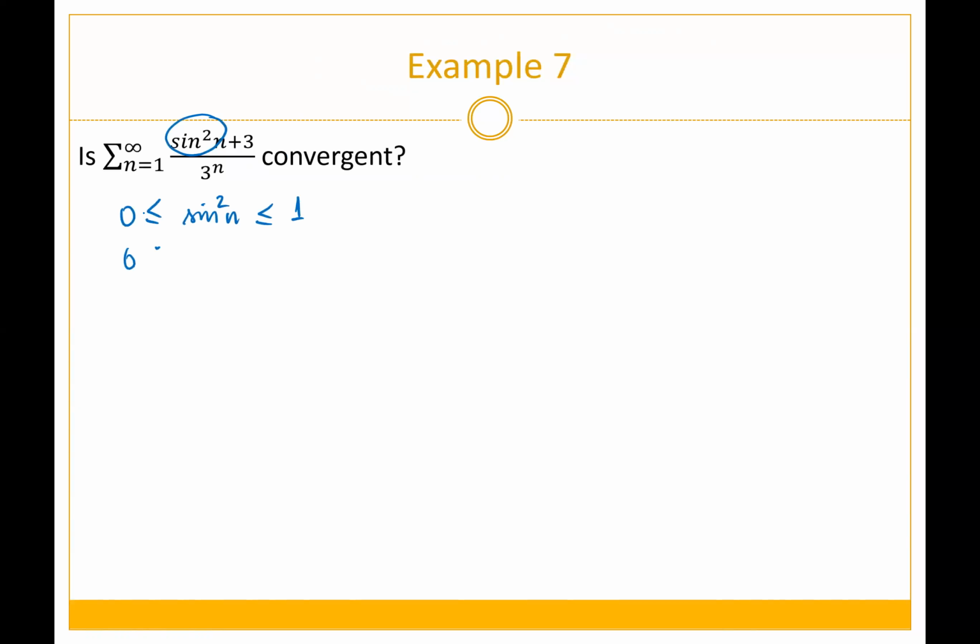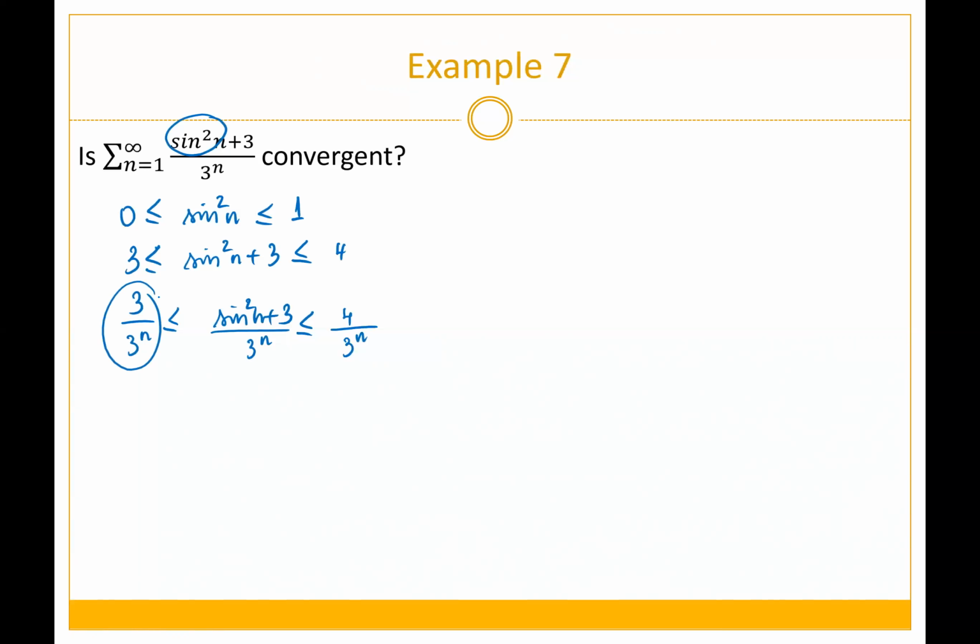Now you add in 3 to get the numerator. You're going to have sine squared n plus 3 between 3 and 4, and you divide all of them by 3 to the n: sine squared n plus 3 over 3 to the n, and then 4 over 3 to the n. Now you have this series and this series. Both of them are convergent. Why? Because C is convergent, just like CONV. It doesn't really matter, it's just my abbreviation.